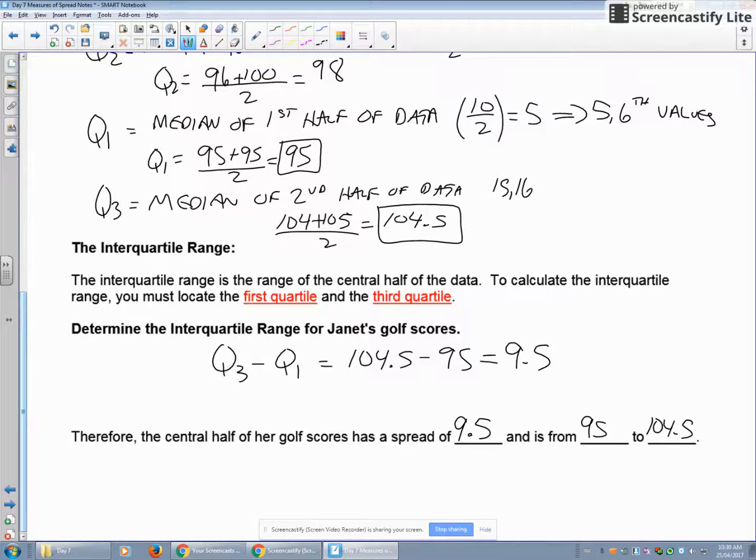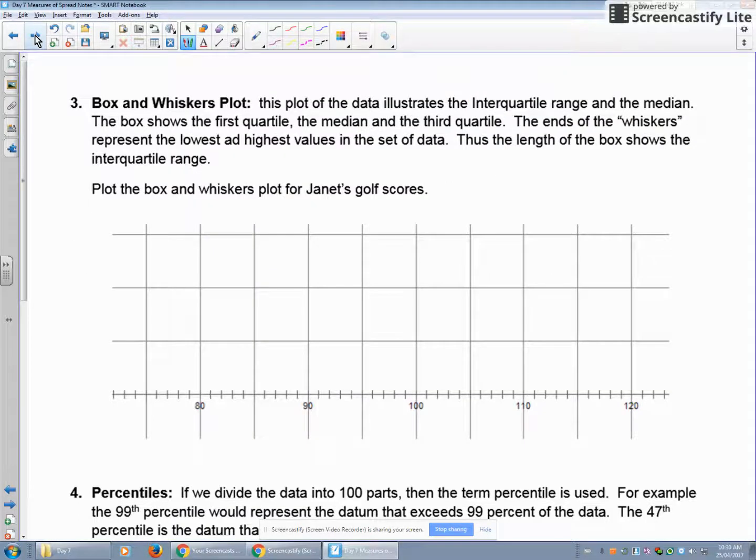Now what we can do is all this data that we've collected, we can use to graph something that's known as the box and whiskers plot. It's supposed to look like a box that has whiskers. So this plot of the data illustrates the interquartile range, so we're going to use that data we just calculated, and the median. The box shows the first quartile, the median, and the third quartile. Of course, the interquartile range is the third quartile minus the first quartile, so that data is going to be shown. And then the ends of the whiskers represent the lowest and highest values in the set of data. Thus, the length of the box shows the interquartile range.